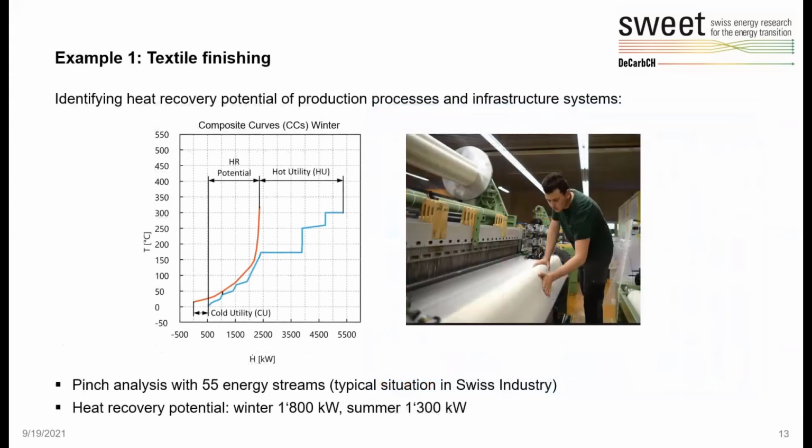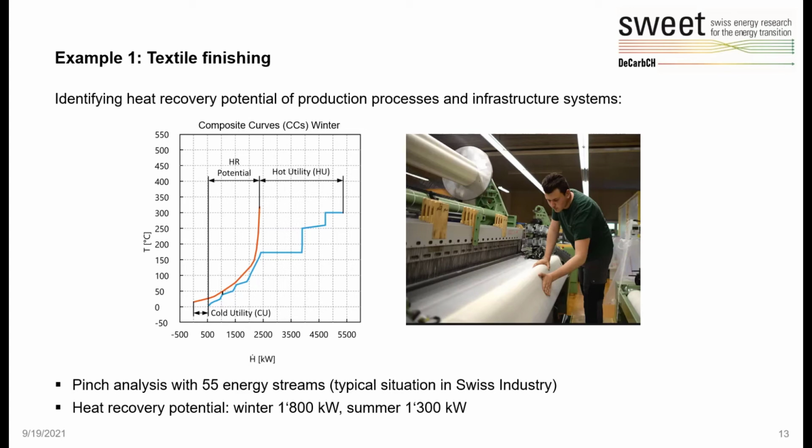Now I'd like to switch to some examples that have been done here in Switzerland. And the first example, in Swiss industry supported by the Swiss Federal Office of Energy, is showing on this slide the composite curves of a textile production process. The pinch analysis first assessed the potential for direct heat recovery, and what is typical of Swiss industry, showing different operating cases was determined, in this case, summer and winter.